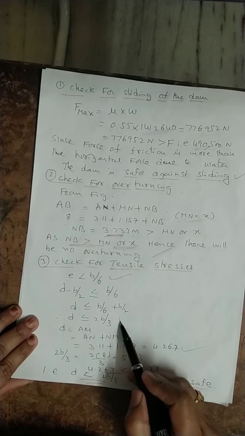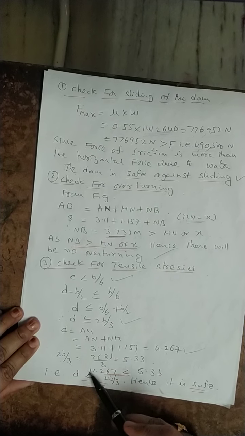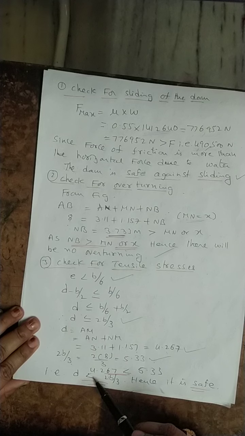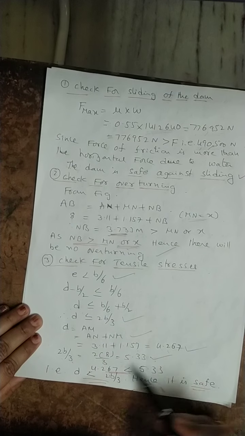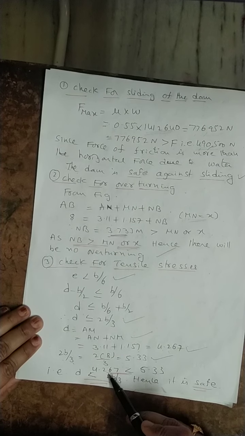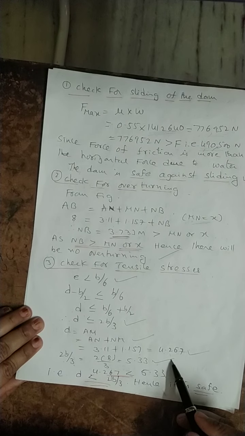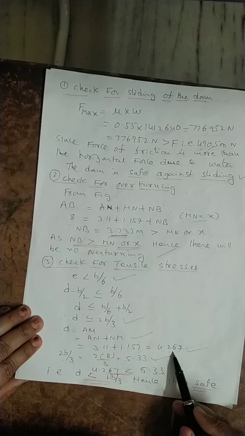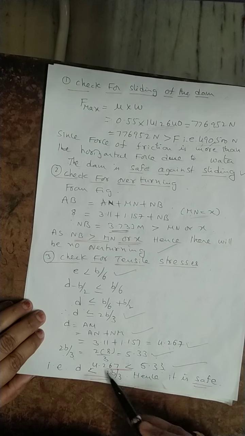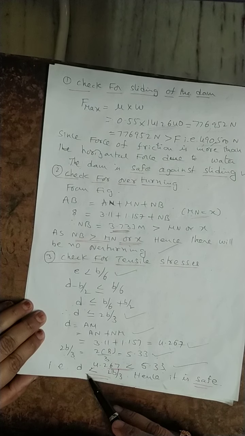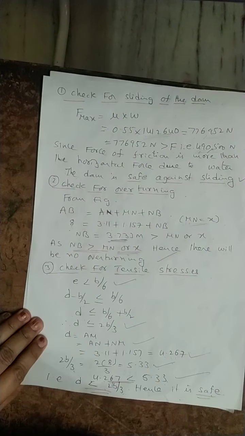4.267. So here we have to compare this D value. 2B by 3 is equal to 5.33, and what we got as per the question is 4.267. As 4.267 is less than 5.33, the 5.33 being the standard check, and what we got in this question is 4.267, it is safe. So D is less than 2B by 3, hence it is safe against the tensile stress.